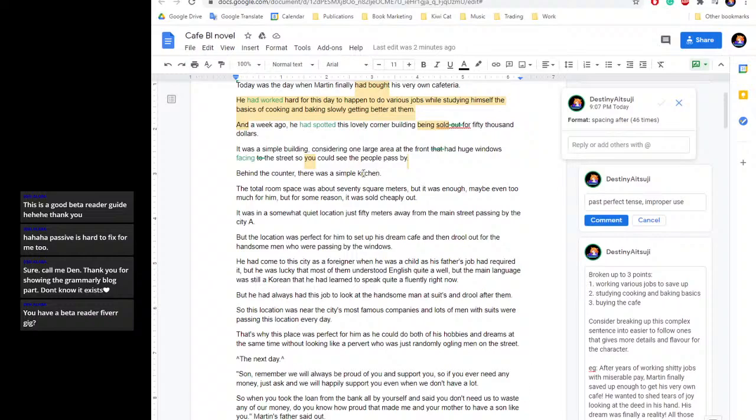Behind the counter, there was a simple kitchen. The total space was about 70 square meters. It was enough. Maybe even too much for him, but for some reason, it was cheaply sold out.